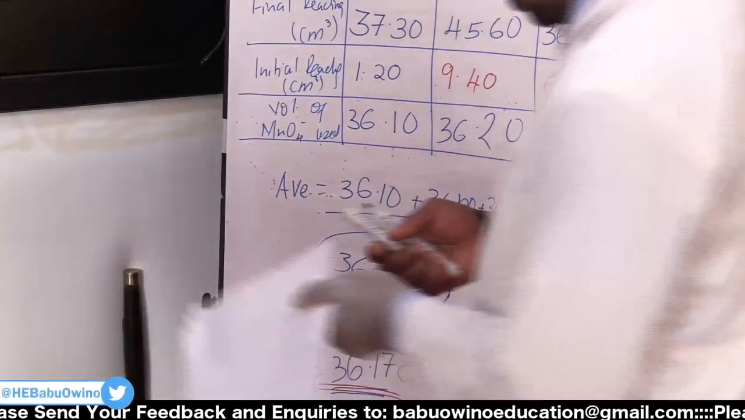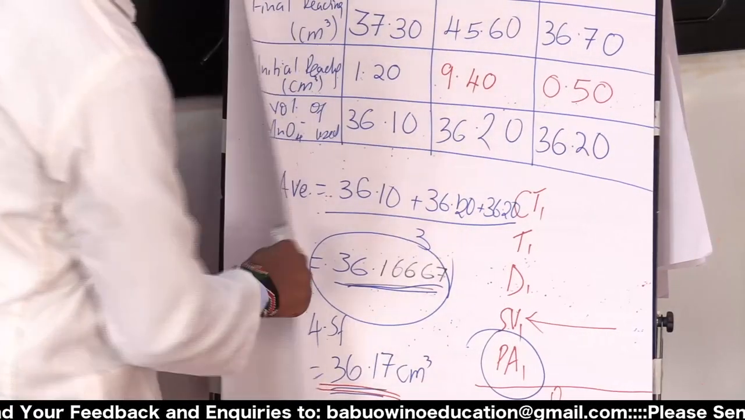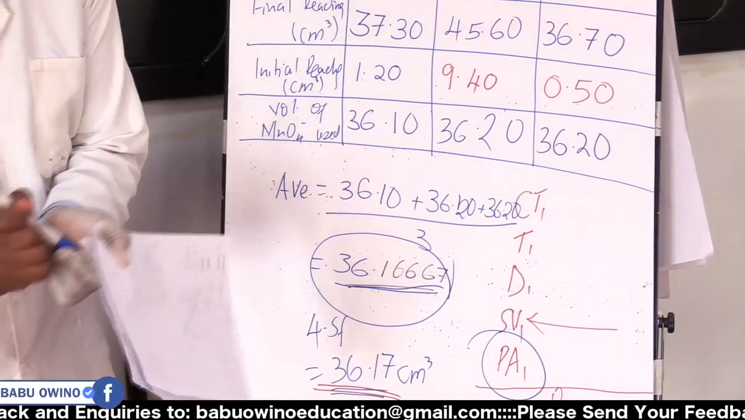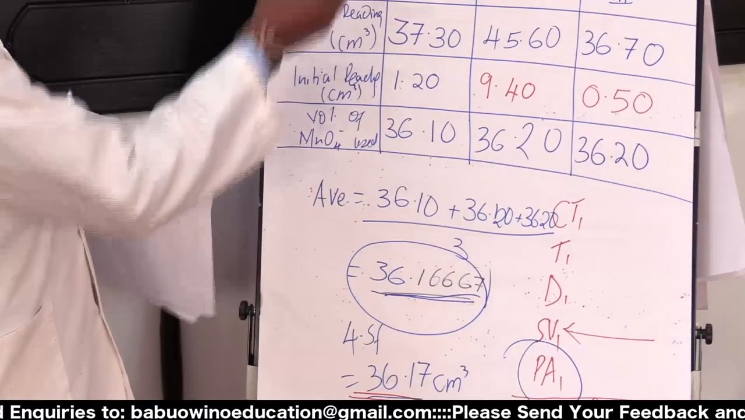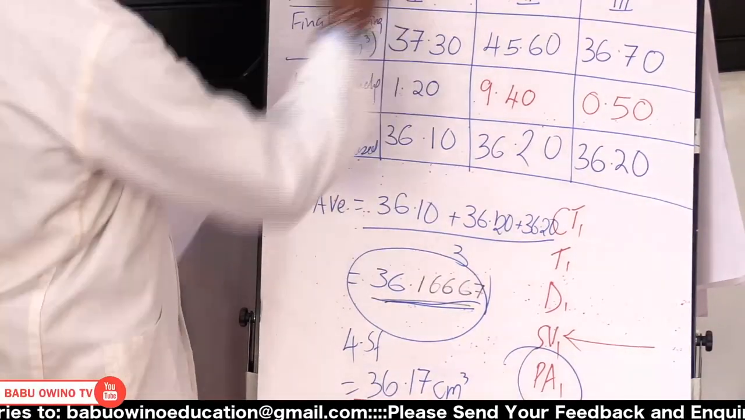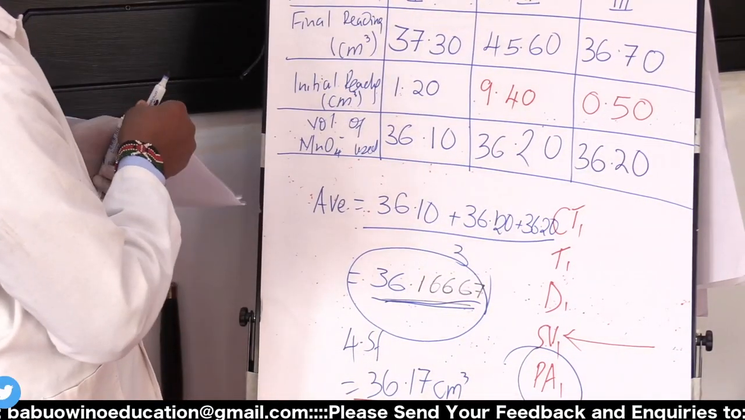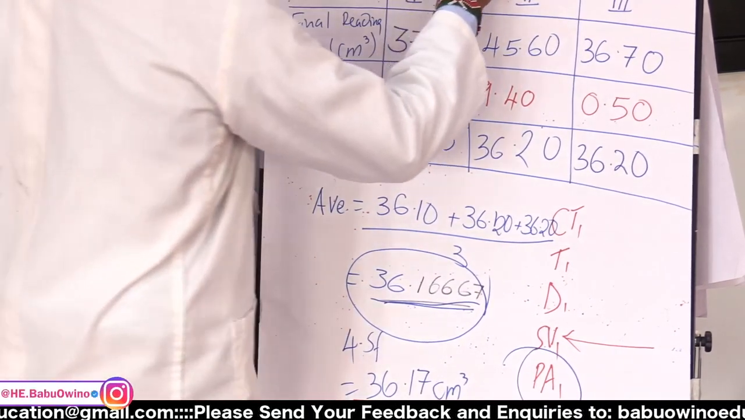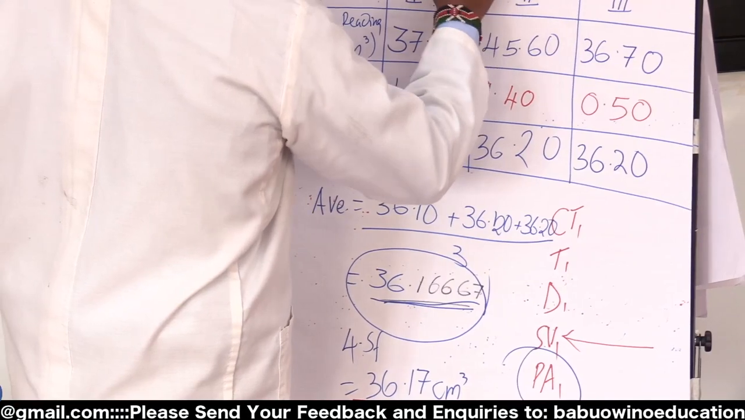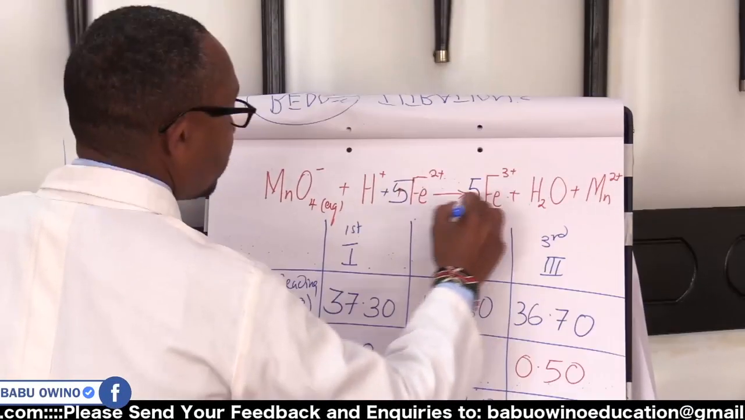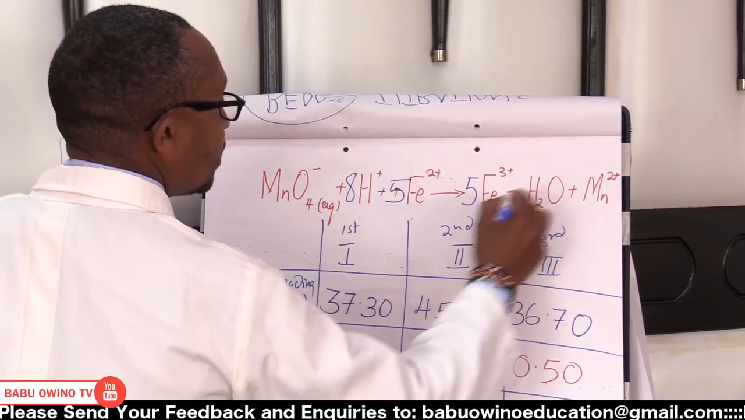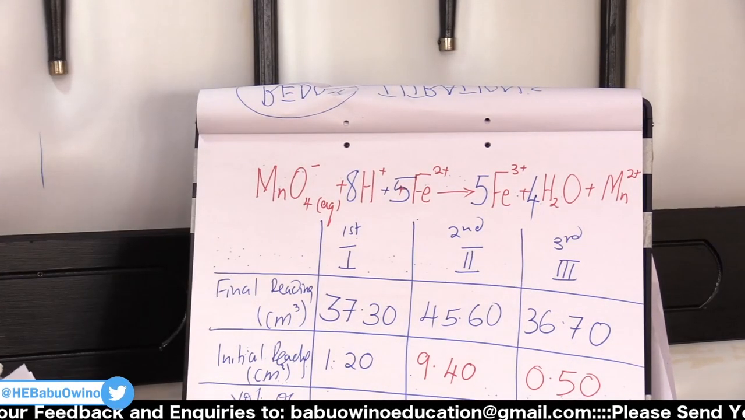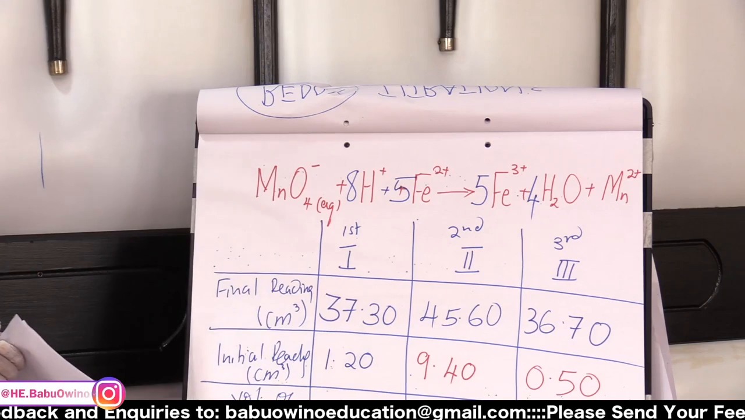Now, what does that one mean? In this case, I want to take you back to the examiner. Here, we didn't balance our equation. We balance it now. Here, we have 5. This is 5, this is 8, that is 4. My equation is balanced. So we now move on to the next step.